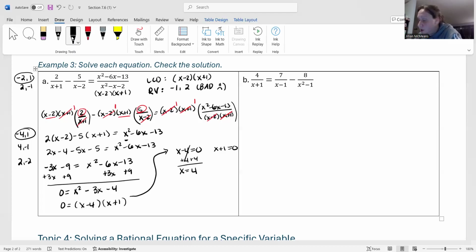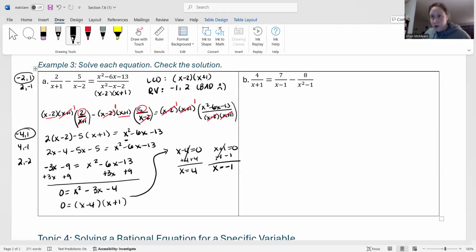For my second solution, I have x plus 1 equals 0. To get x alone, I need to subtract 1. Well, 1 minus 1 is 0, so x plus 0 is just x. And then 0 minus 1 is negative 1. So our gut instinct says, yay, we have these two solutions, 4 and negative 1.